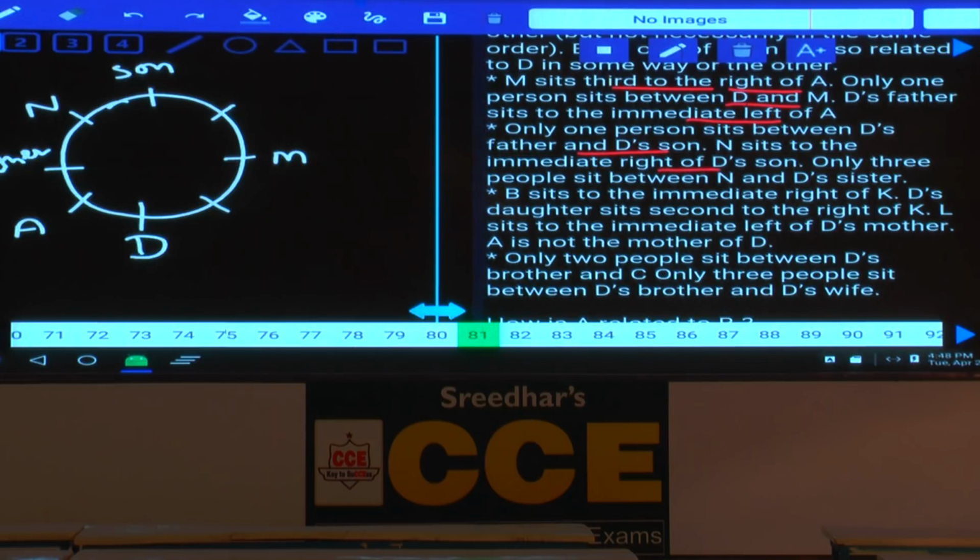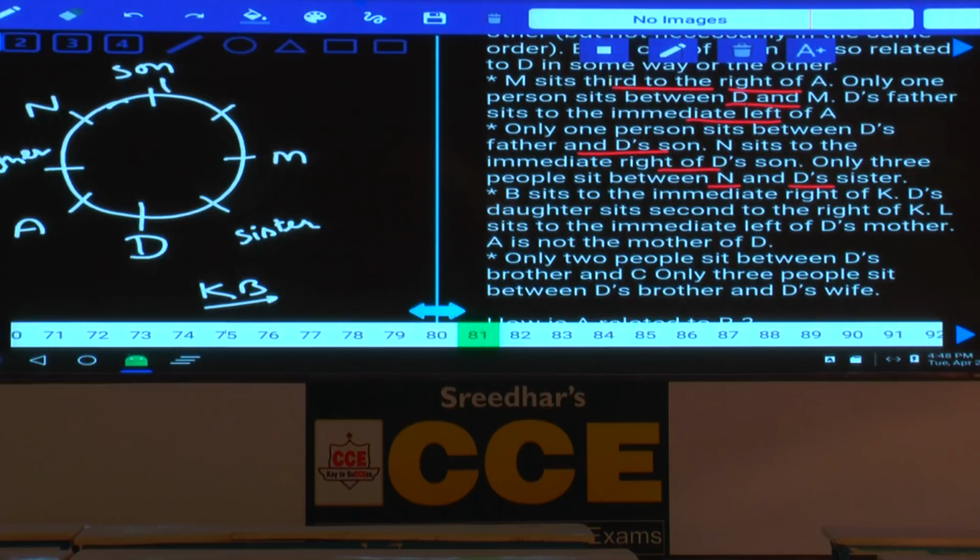And next one. And only 3 people sit between N and D's sister. Now, among 8 persons, 3 persons in between is nothing but they are opposite to each other. Hence, which 2 persons are opposite? N and D's sister are opposite. N is here. Hence, where should this sister be? Sister must be at this place. Isn't it? Only 3 persons between N and D's sister. B sits to the immediate right of K. Now, we need to find out 2 adjacent vacant places. Yes, tell me where can we have B and K? And B is to the immediate right of K.